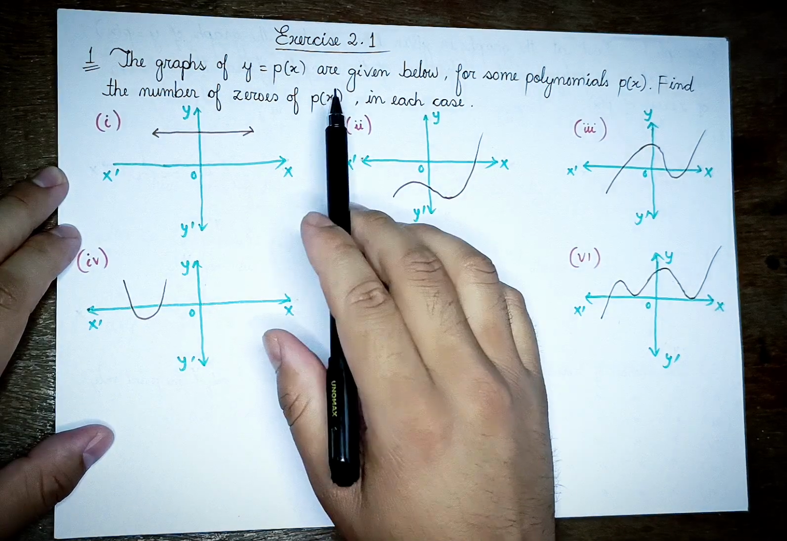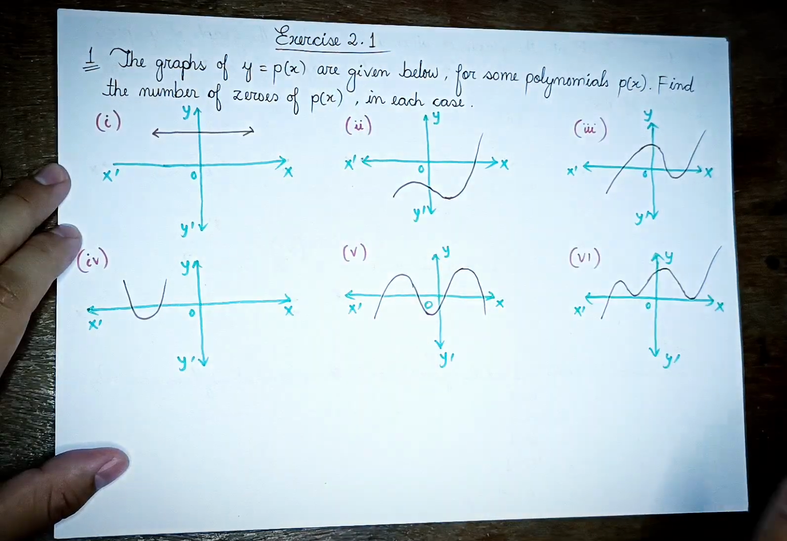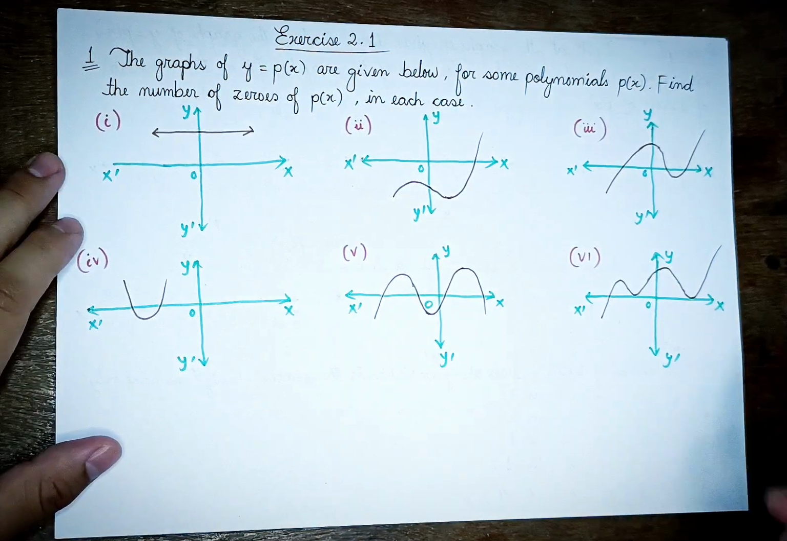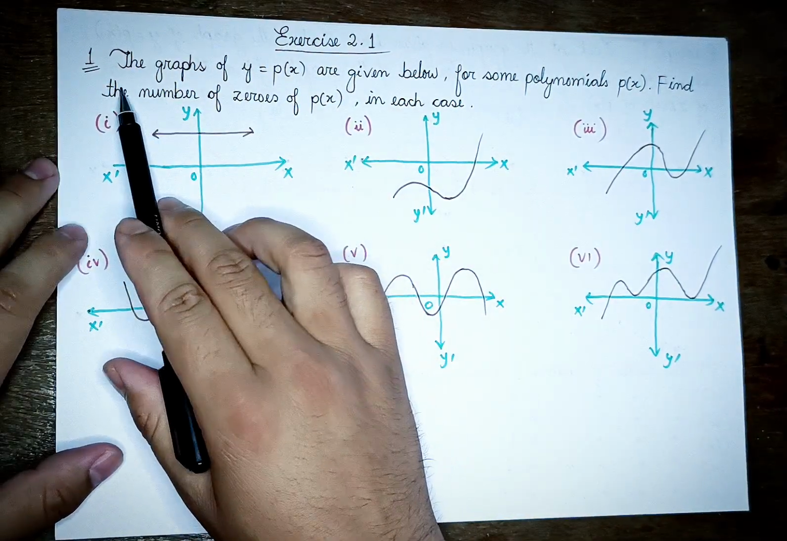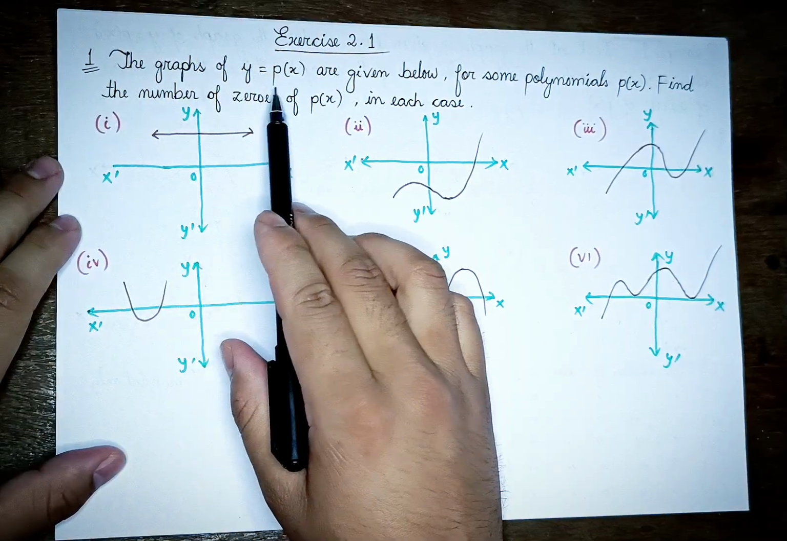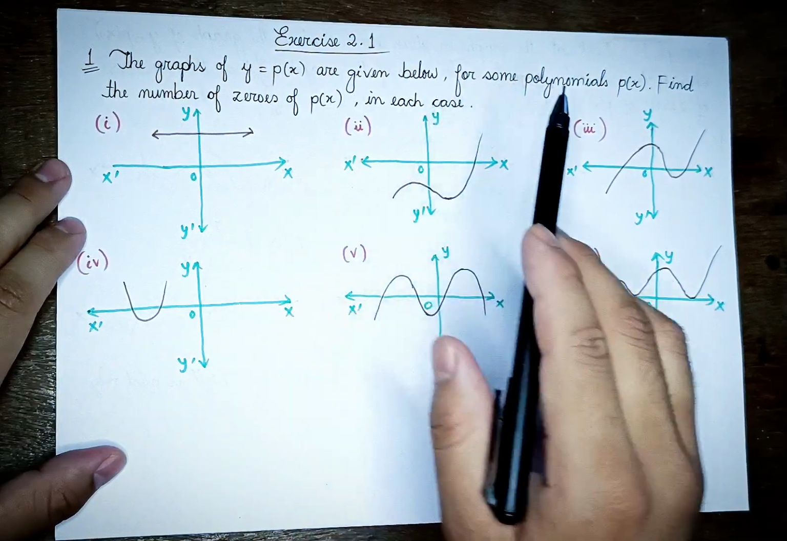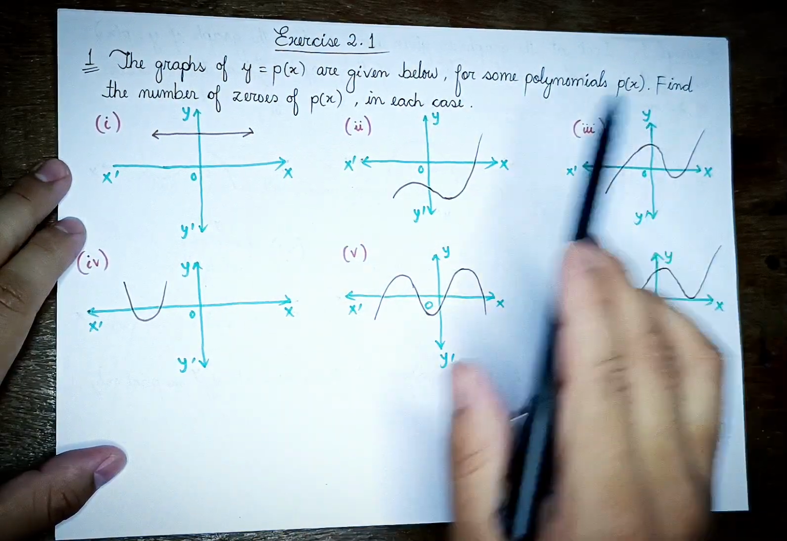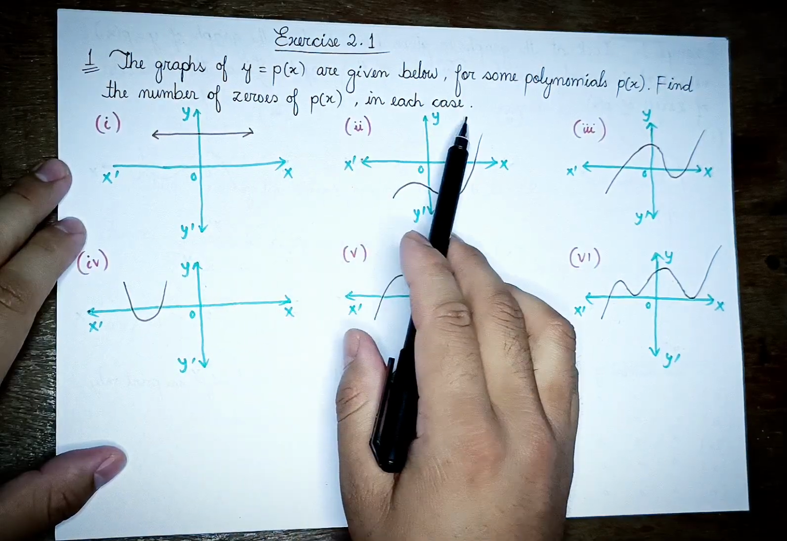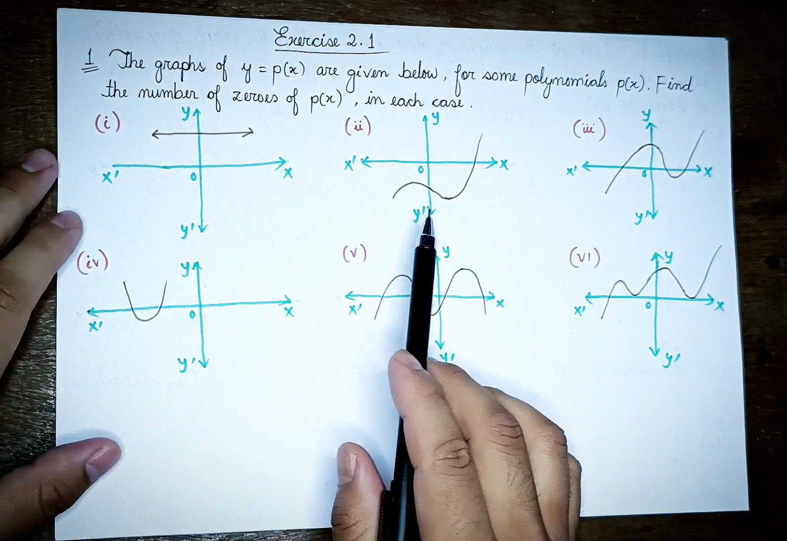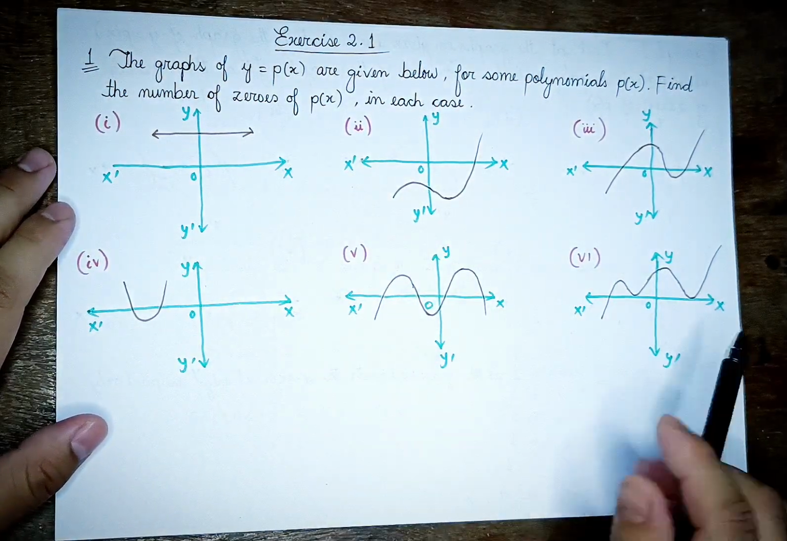Today we are going to be solving this exercise 2.1. Exercise 2.1 has only one question. Okay, let's solve it. Question number 1 says that the graph of y equal to p of x are given below for some polynomial p of x. Find the number of zeros of p of x in each of the case. Here we are going to find out the number of zeros in each of these case.